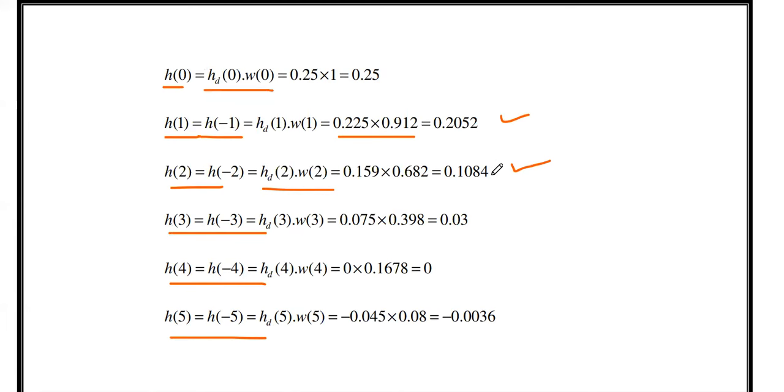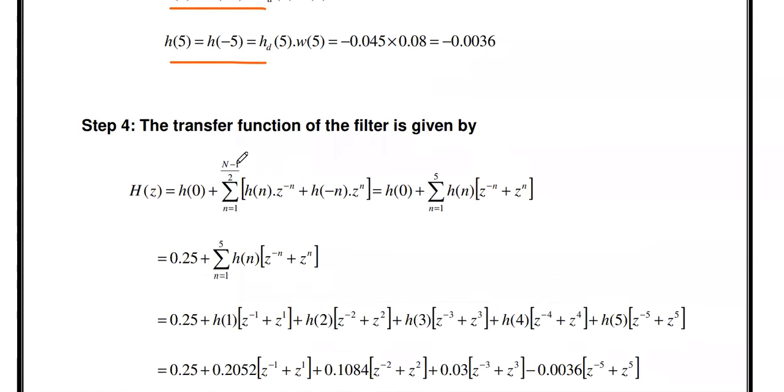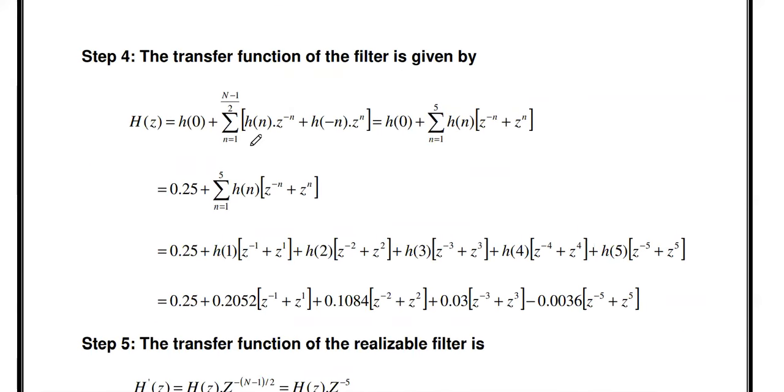Okay, so after calculating h[n], our aim is to find the transfer function H(z). What is the relation between the transfer function and impulse response? If you take the z-transform of the impulse response, we get the transfer function. For the transfer function of this FIR filter of length N, H(z) is equal to h[0] plus the summation for n equal to 1 to (N-1)/2, that is 5, of h[n] into (z^-n + z^n). So you just expand this summation.